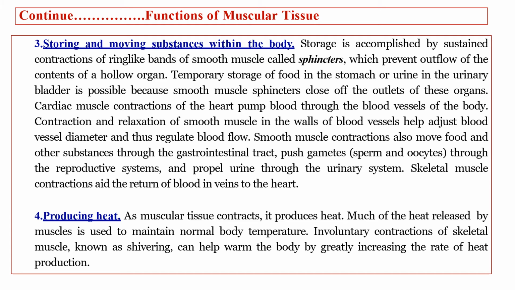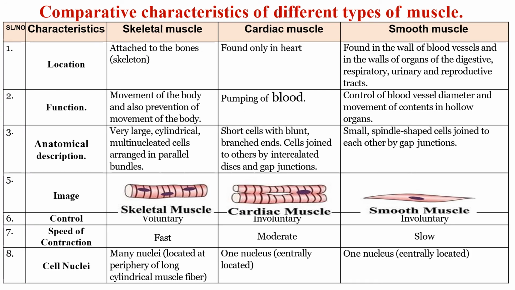4. Producing heat. As muscular tissue contracts, it produces heat. Much of the heat released by muscle is used to maintain normal body temperature. Involuntary contraction of skeletal muscle, known as shivering, can help warm the body by greatly increasing the rate of heat production.